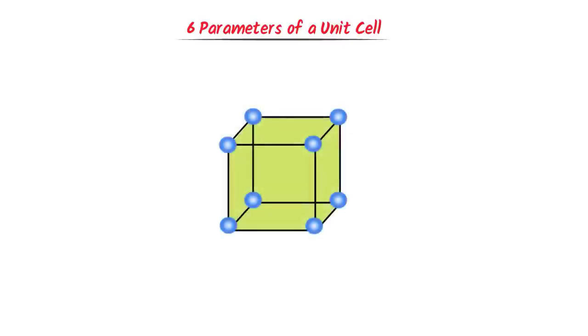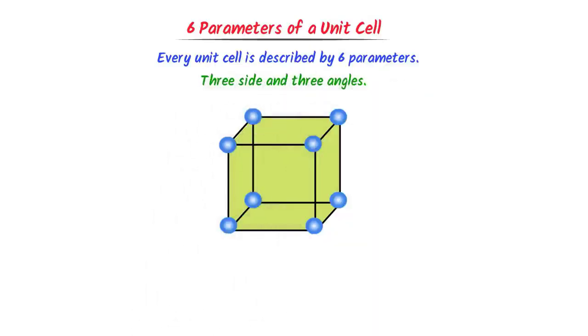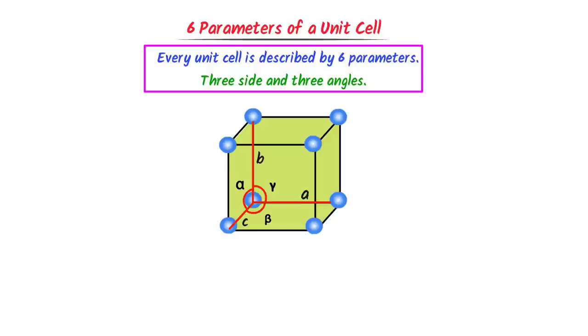Now let me teach you the 6 parameters of a unit cell. For example, consider this unit cell. Remember that every unit cell is described by 6 parameters, 3 sides and 3 angles. As a convention in chemistry, the edge length of the x-axis is represented by A, the edge length of the y-axis is represented by B, and the edge length of the z-axis is represented by C. On the other hand, the angle opposite to the A edge is known as alpha, the angle opposite to the B edge is known as beta, and the angle opposite to the C edge is known as gamma. These angles are also known as interfacial angles. So remember that a unit cell is described by 6 parameters: 3 edge lengths, A, B, C, and 3 interfacial angles, alpha, beta, and gamma.